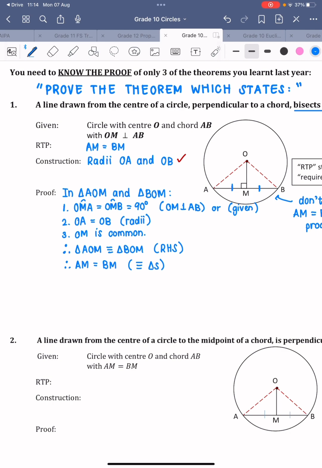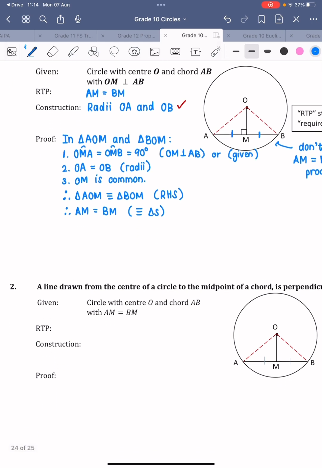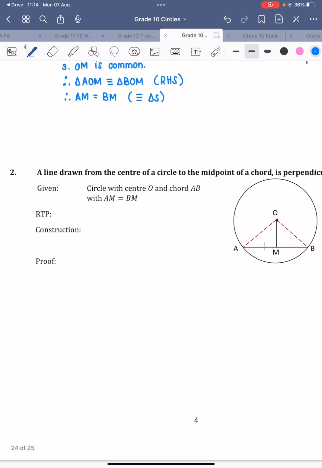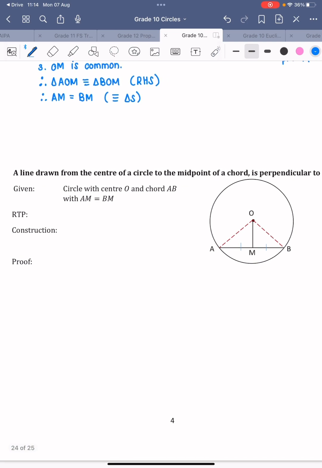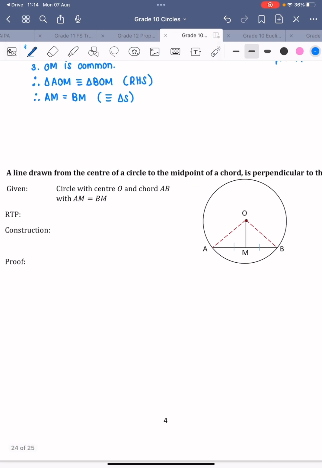Okay, we're going to do the second one now. The second one is very similar. We're also going to use congruency. The information that we have is just slightly different. Okay, but we're going to use the same method. So for the second one, that is the converse of the first one. That one is saying a line drawn from the center of a circle to the midpoint of a chord.